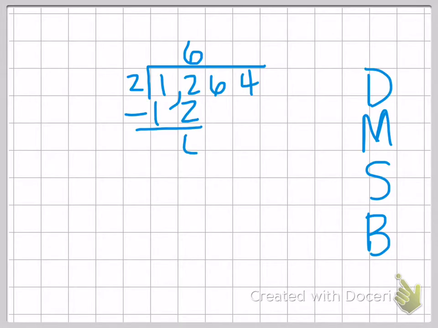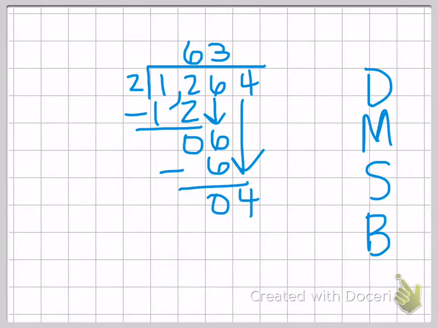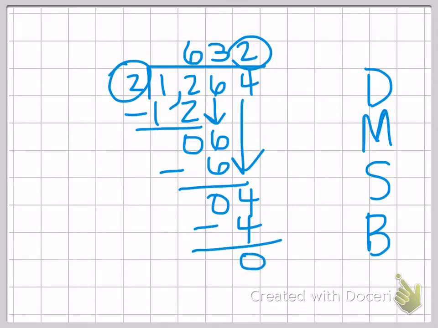Then subtract. Then bring down the next digit. 6 divided by 2. 6 divided by 2 is 3. 3 times 2 is 6. Subtract. 6 minus 6 is 0. Bring down the next digit, which is 4. Now I'm going to do 4 divided by 2, which is 2. Then I multiply 2 times 2, which is 4. Subtract. No more digits to bring down, and no remainder here. So again, I got the same quotient, 632. Okay, great job today, guys. You're doing great.